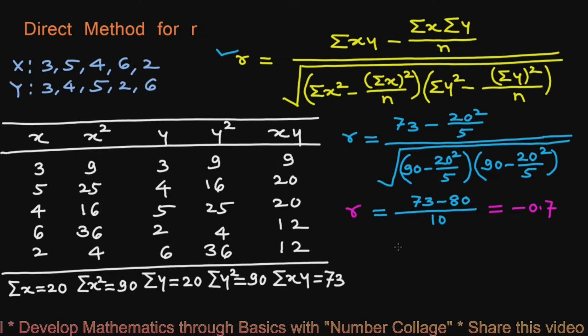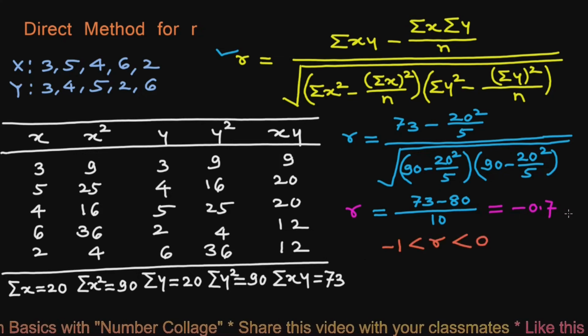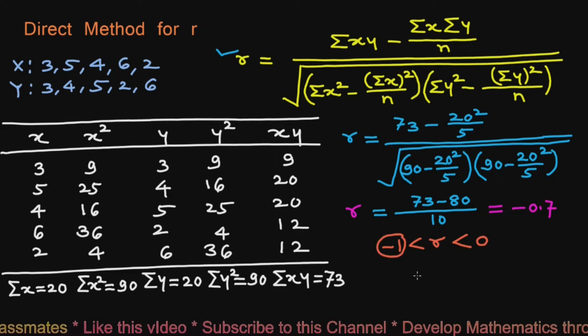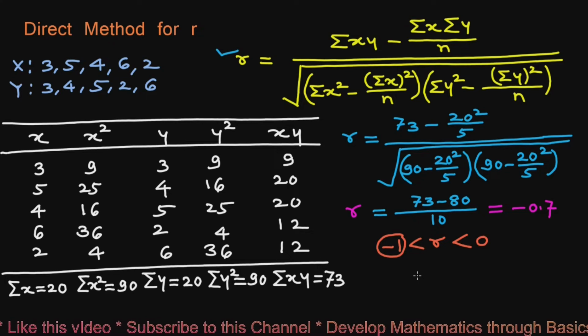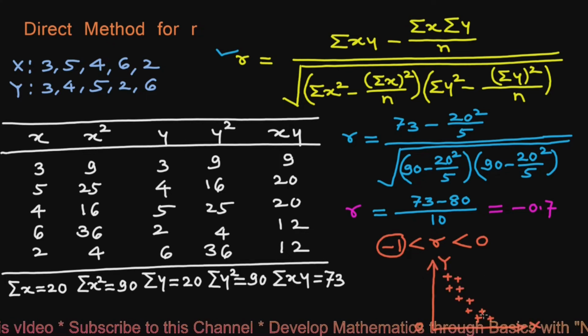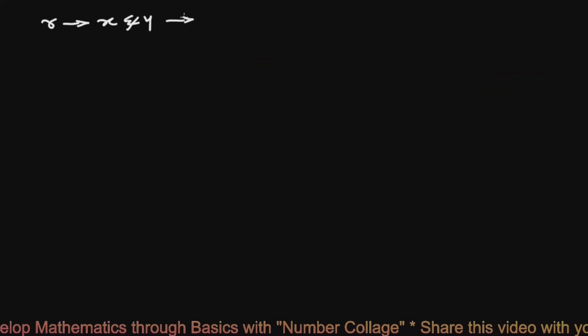Now since the value of r is between minus 1 and 0 and it being close to minus 1, we say that there is a high degree of negative correlation and the scatter diagram will be like this, from left top to right bottom.